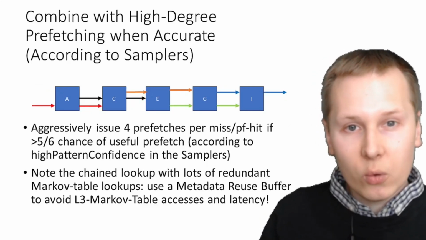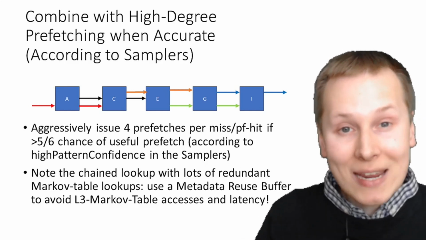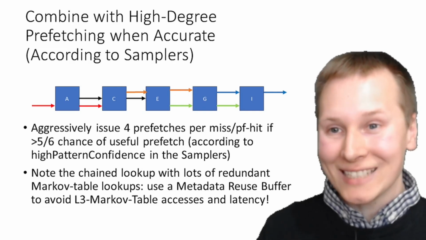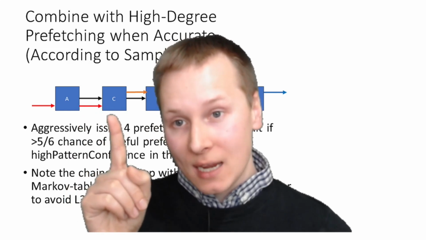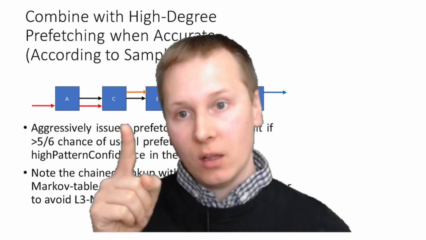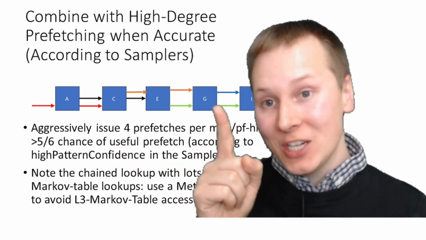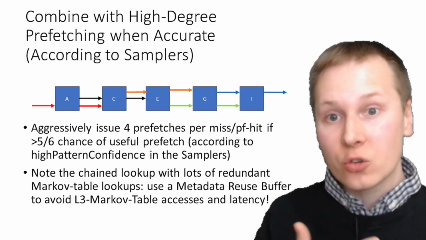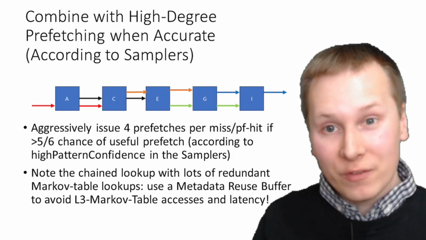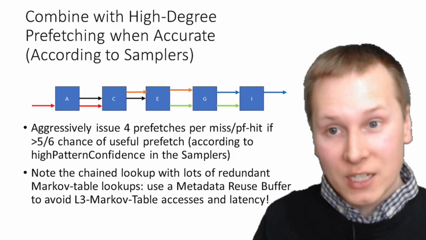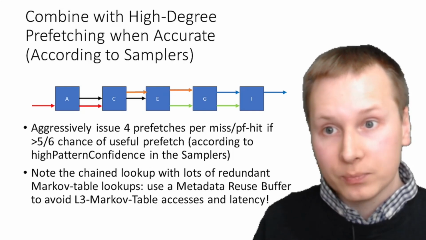Something else we can do to improve timeliness, which is a lot more conventional, is increase the degree of the prefetcher. So when we access A over here, what we can do is not just bring in C with the look-ahead optimization as well on the previous slide, but also bring in E, and perhaps even G and I as well. In fact, Triangel, when it knows that it's got a good pattern, if it's more than 5/6 sure that the prefetch is going to repeat, it can do 4 prefetches every single time it accesses the Markov table.